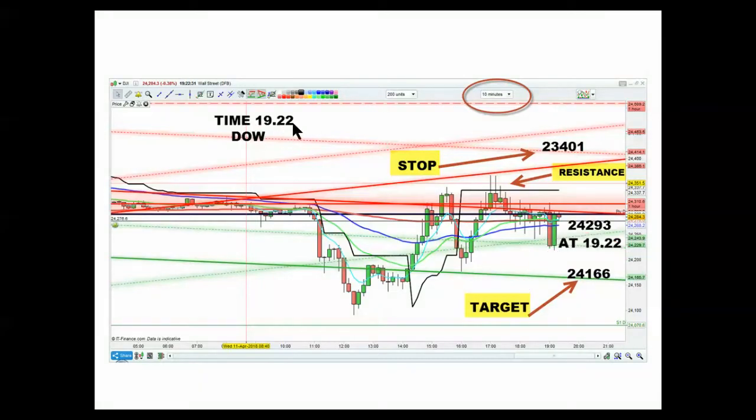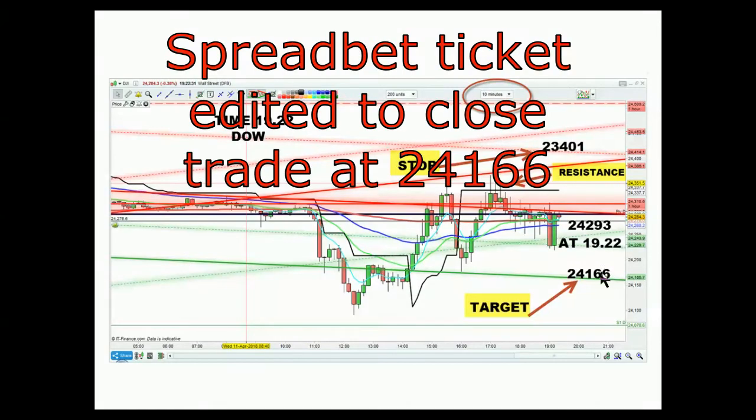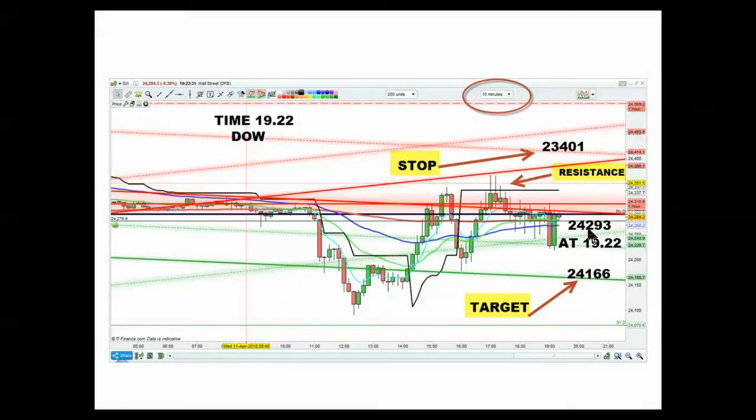So I was looking at that at 7:22. Okay, so the timings are very important. So I was looking at that at 7:22 p.m., and I'll show you why I put in the stop and the limit order of 24,166. As I said, the price was 24,293 at 7:22. All right, so that's what I was looking at.